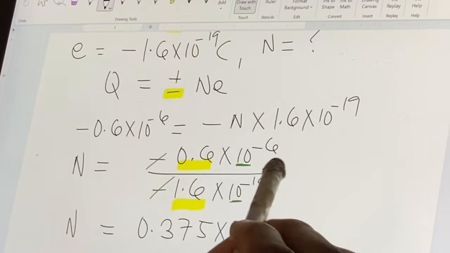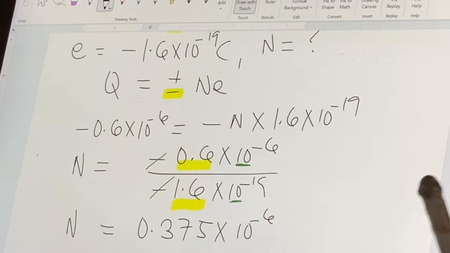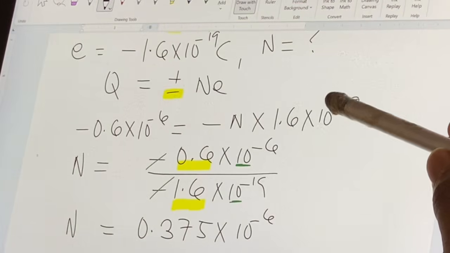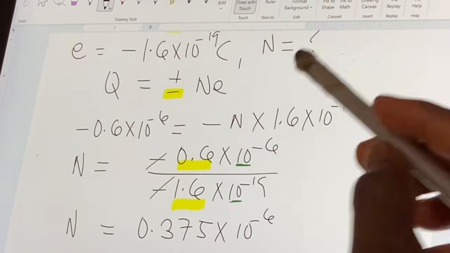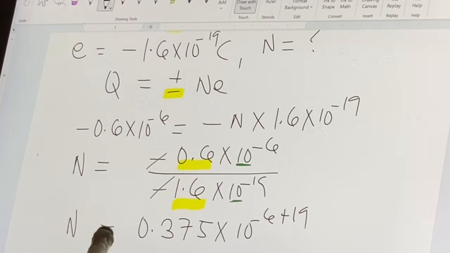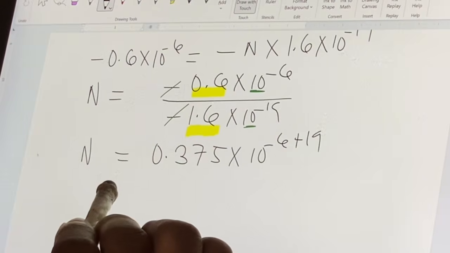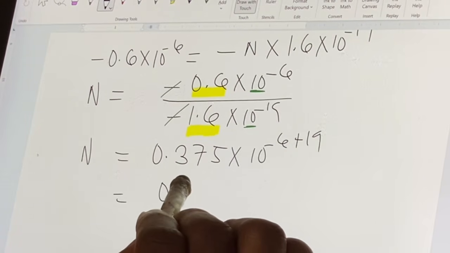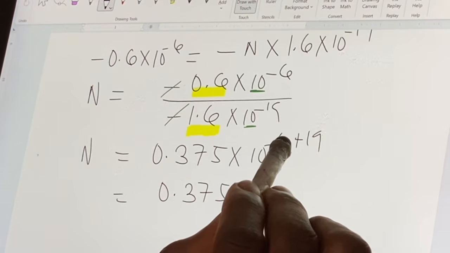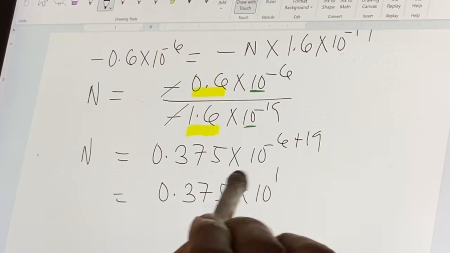Operating on the powers here, we have this to be minus 6. Taking any power from denominator to numerator, the sign of the power will change. The same thing here, whenever we are taking any power from numerator to denominator, the sign will change. So taking minus 19 from denominator to numerator, I will have plus 19. Our total answer here will be equal to plus 0.375 times 10 raised to the power of minus 6 plus 19, which will give us 13.